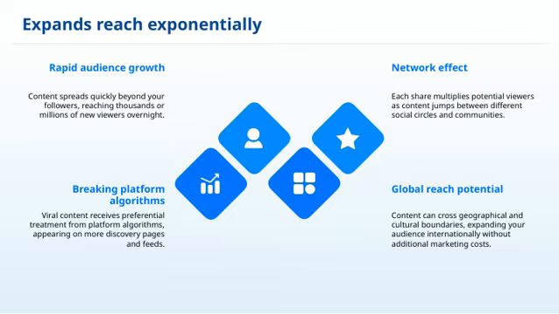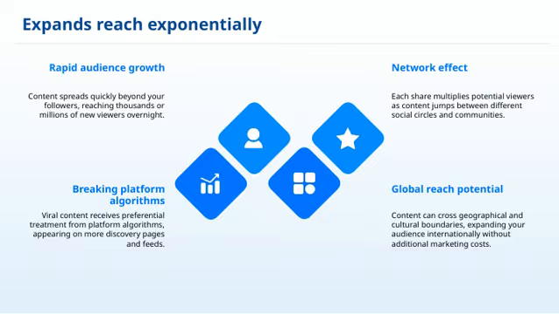Expands reach exponentially. That's the power of viral content. When your content resonates, it can lead to rapid audience growth, spreading far beyond your immediate followers. This means your message can reach thousands or even millions of new viewers overnight, which is incredible for building awareness. Now, a key driver behind this is the network effect. Every time someone shares your content, it multiplies potential viewers. It jumps between different social circles and communities, creating a ripple effect that expands your reach exponentially.